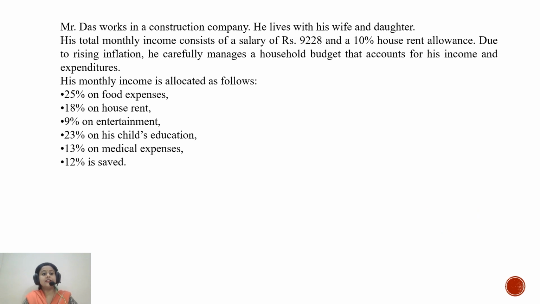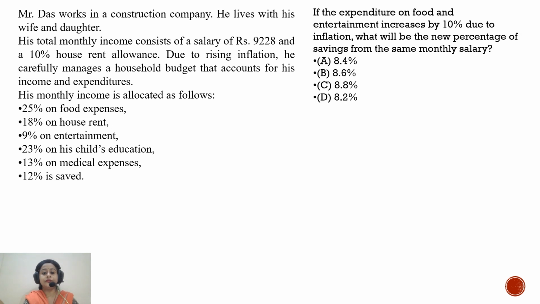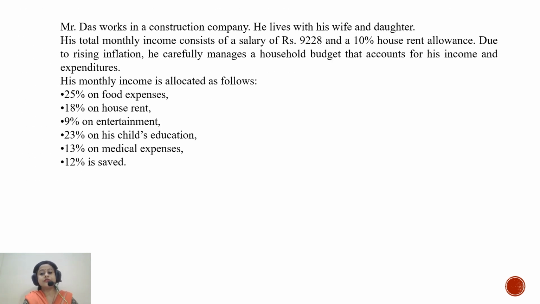So this is the case study. Mr. Das works in a construction company. He lives with his wife and daughter. His monthly total income consists of a salary, so a numerical value is mentioned, which is 9,228, and a 10% house rent allowance. Now this 10% house rent allowance should be calculated based on this base salary. So this is the base salary, and based on this base salary, 10% house rent allowance will be calculated.